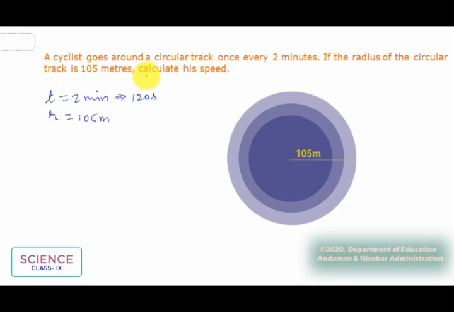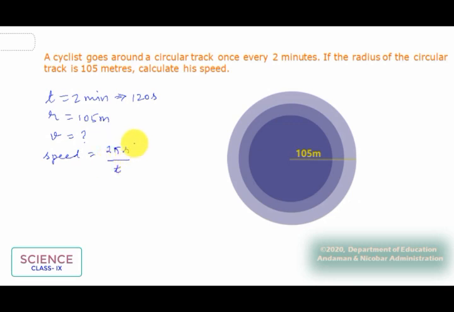Now in the question, calculate his speed. Speed we have to find out. So speed is small letter v, we have to find out. We have already discussed in the earlier section, for an object to move in a uniform circular motion, the speed can be found out by speed is equal to 2 pi r divided by time.